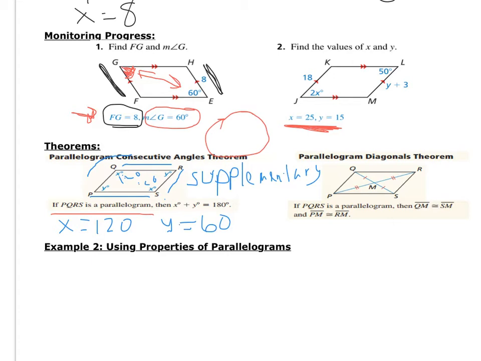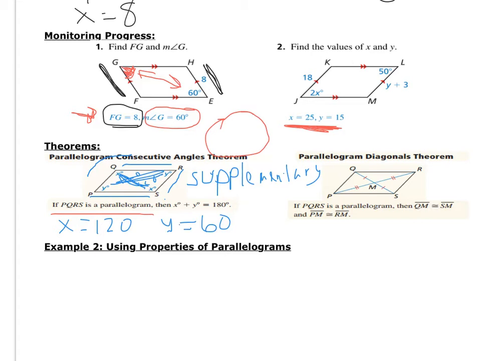And also, not only are my consecutive angles supplementary, but my opposite angles, as we learned before, aren't they also congruent? For instance, Q and S both equal 120, and they're congruent. And those two angles there, P and R, they equal 60, and they're congruent. So the same rule still applies.